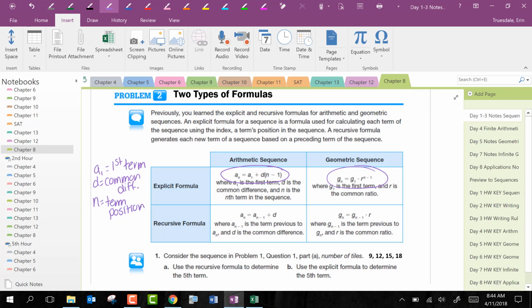Okay, geometric kind of works the same way. G of 1 or A of 1, those will be used interchangeably. So if you see something with an A sub 1 here, that's okay. It's the same thing. It's the first term. R is the common ratio. So what are we multiplying by to get to the next term? And then N is the term position again.